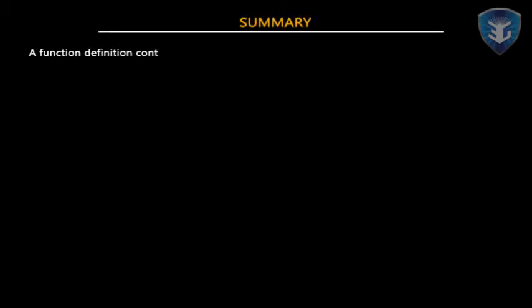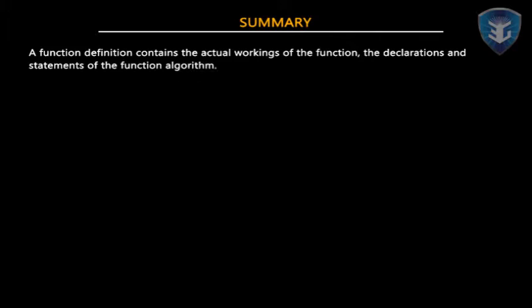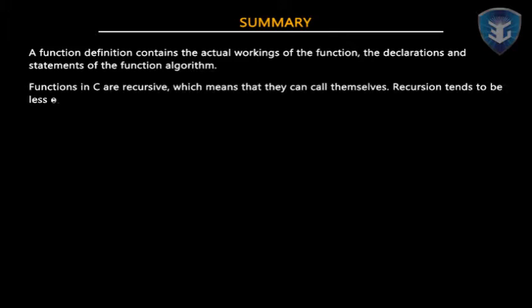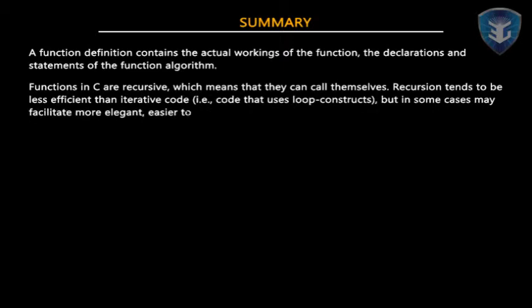Now in the end, let us summarize what we have learned in this lecture. A function definition contains the actual workings of the function, the declarations and statements of the function algorithm. Functions in C are recursive, which means that they can call themselves. Recursion tends to be less efficient than iterative code, i.e., code that uses loop constructs, but in some cases may facilitate more elegant, easier to read code.